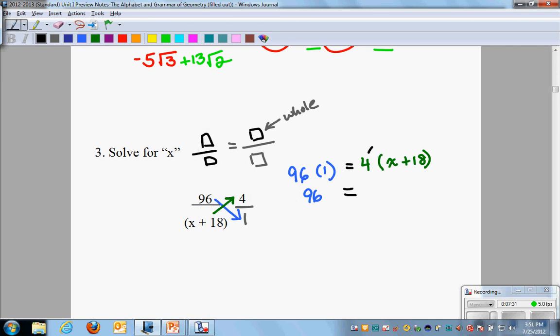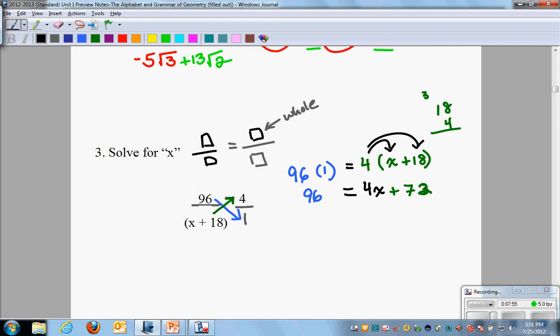Now we distribute. 4 times x, of course, is 4x. 4 times 18. 4 times 8 is 32. Carry the 3, and that's 32. So we put the 2 there, carry the 3, that's 72, and that's plus.